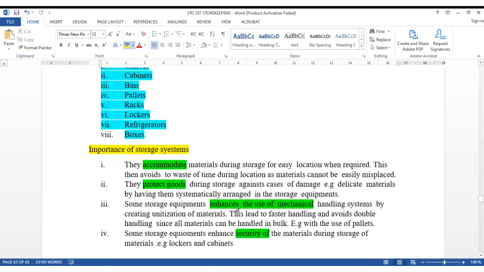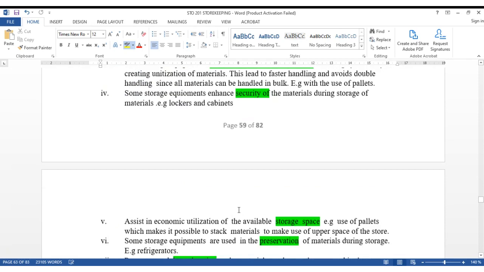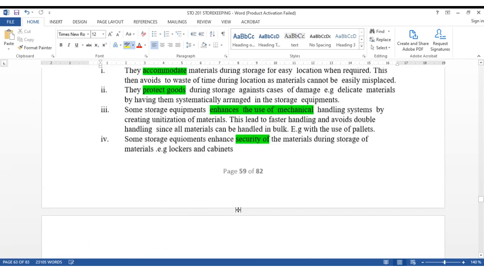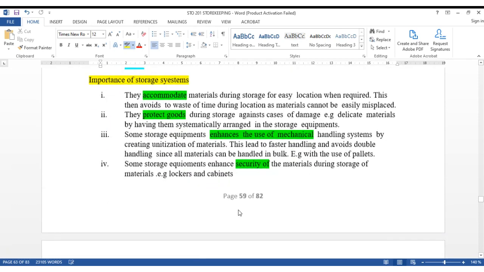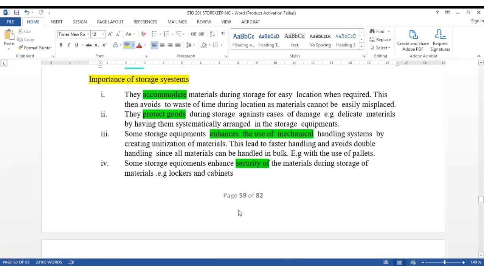The importance of storage systems relates to some of the benefits associated with a storage system that may be used in an organization. One, a storage system needs to accommodate materials during storage for easy location when required. Two, it needs to protect goods during storage against damage and theft, and ensure that items are systematically arranged in the storage equipment.